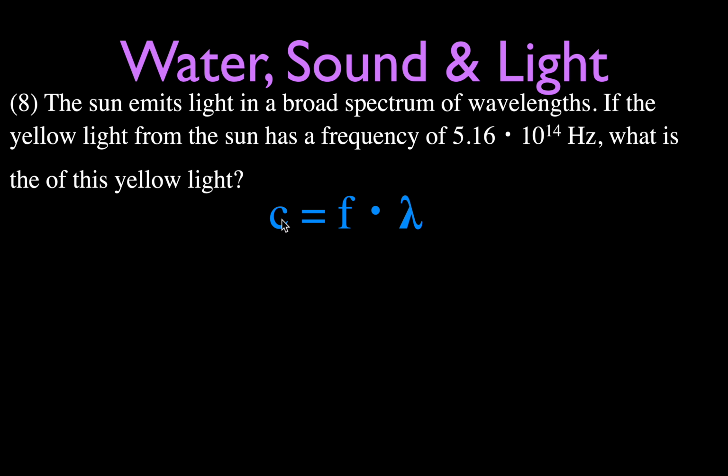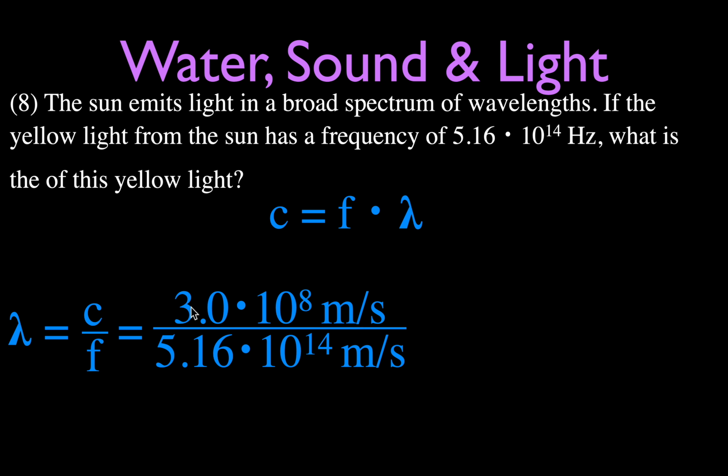But we put C because we know that the speed of light in a vacuum is approximately 3.0 times 10 to the 8th meters per second. So we're solving for wavelength again, so it's C divided by F. You're given the frequency as 1.6 times 10 to the 14 hertz. You divide those two values, the speed of light divided by the frequency, and you get 5.81 times 10 to the minus 7.